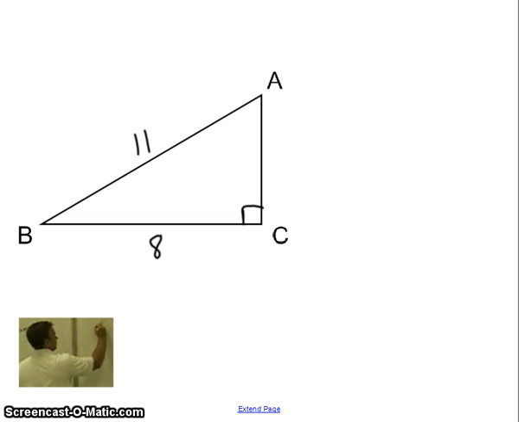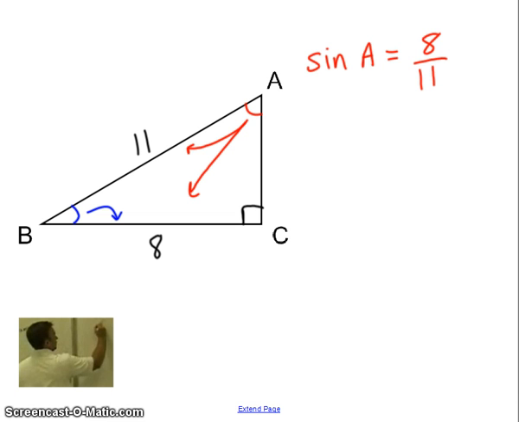All right, let's look at a couple more. Here we have angle A, and angle A has the opposite side and a hypotenuse. So we're going to use sine. Sine A equals the opposite over the hypotenuse. For B, we have the adjacent and hypotenuse, so we're going to use cosine. Cosine B equals the adjacent side over the hypotenuse.